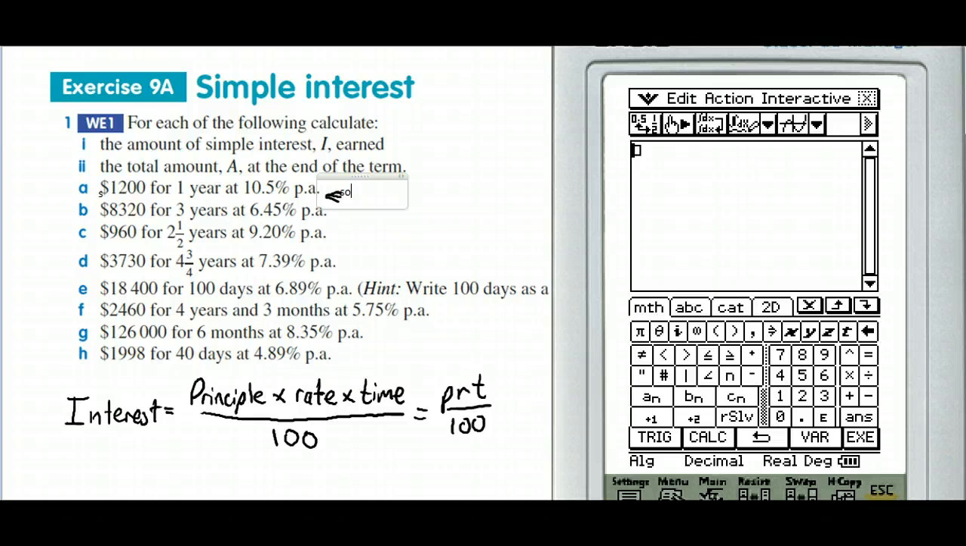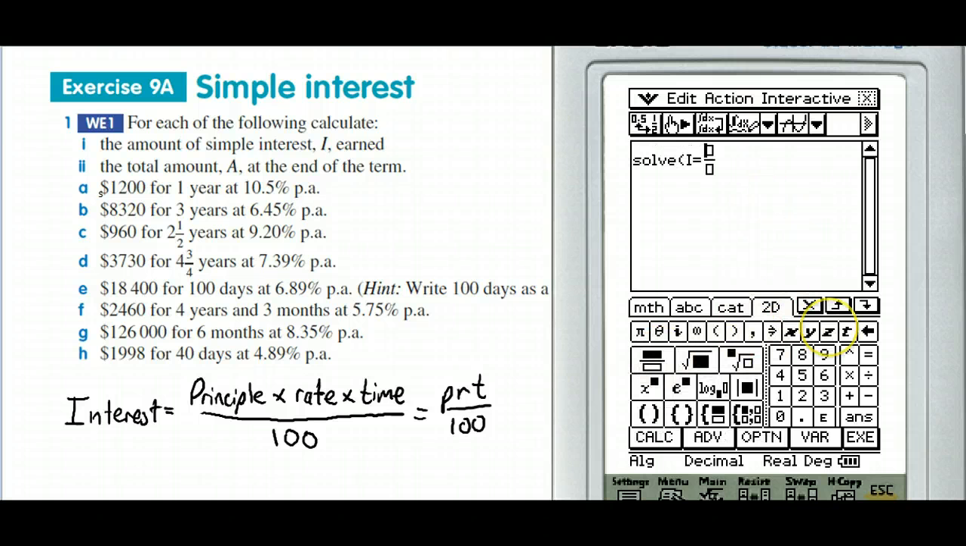So let's put the solve function into our calculator, and we'll write in the equation. Interest equals P. First we need to do a fraction. So on top we've got P times R times T, and on the bottom we've got 100. Notice we had to put in these multiplication symbols here. We can't just write PRT or the calculator will get a bit confused later on. Then we put in a comma and we put the I to tell the calculator we're interested in the I part of the equation.